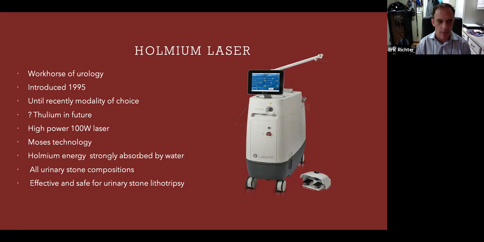So now we're basically using those high-powered 100-watt lasers. That's most commonly what we're using in the United States. Sometimes, if there are too many of us needing to do a case, we'll still use the old 20-watt laser. The other new technology associated with this 100-watt high-powered laser is the MOSES technology. We'll talk about how that's been helpful. The big thing is that holmium energy is strongly absorbed by water, as we showed earlier, and that's one of the things that makes it ideal for use in urology. Holmium can be used on all urinary stone compositions: calcium, struvite, calcium phosphate, brushite, cystine, any stone. So it's very effective and safe for urinary stone lithotripsy.